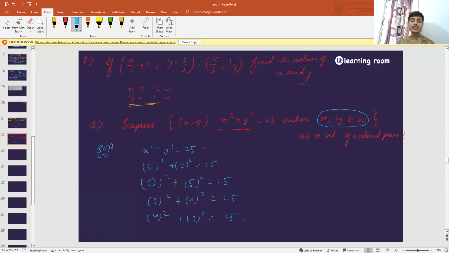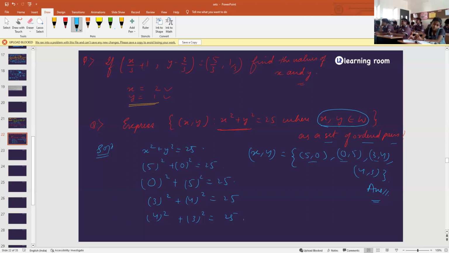Okay. So all the possibilities which I have for ordered pair x, y is a set of (5, 0), (0, 5), (3, 4), (4, 3). Is there anything else? This is the answer. They asked us to find x comma y as a set of ordered pairs. So we made the possible ordered pairs and put them under a set. Understood? Yes, sir. Good. Write it down. We'll move on to the next page.